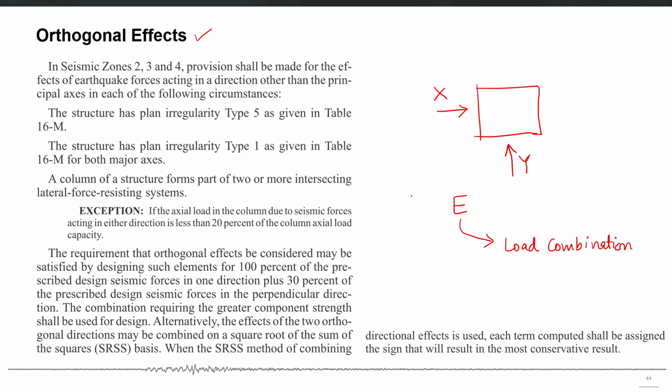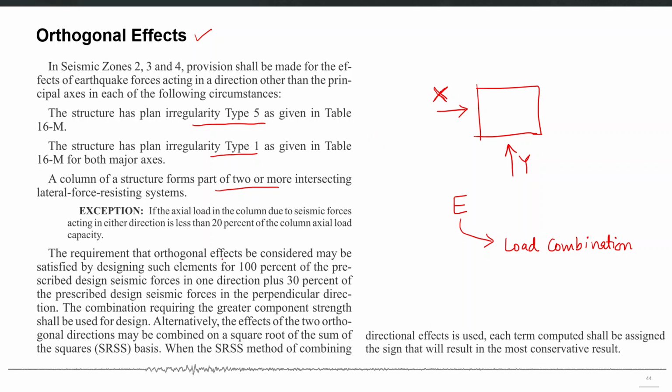But here you also have to check an additional thing, and that is if your structure has plan irregularity type 5, or if, for example, irregularity number 1 exists, or a column of a structure forms part of two or more intersecting lateral force resisting systems. In all of these cases you have to combine the x directional forces with y directional forces also, and that is called accounting for orthogonal effects.